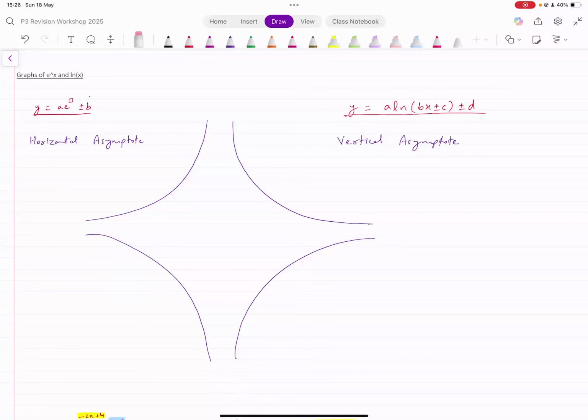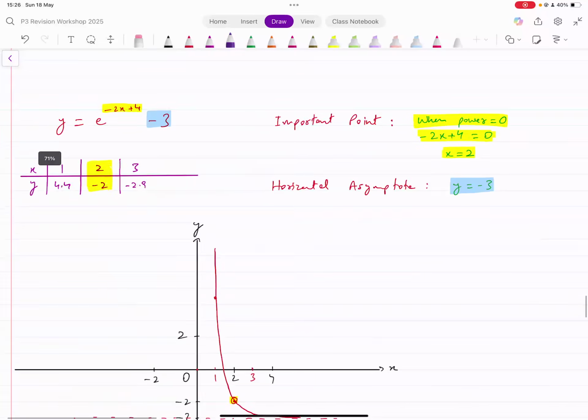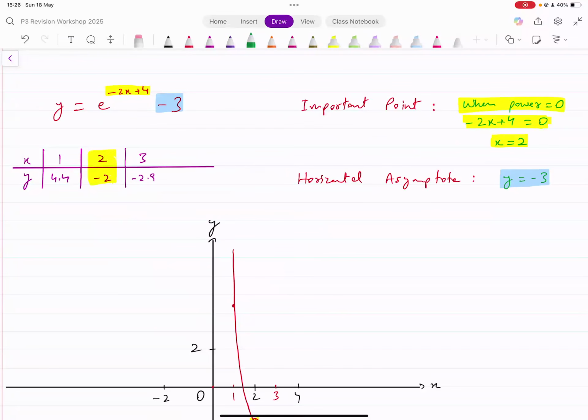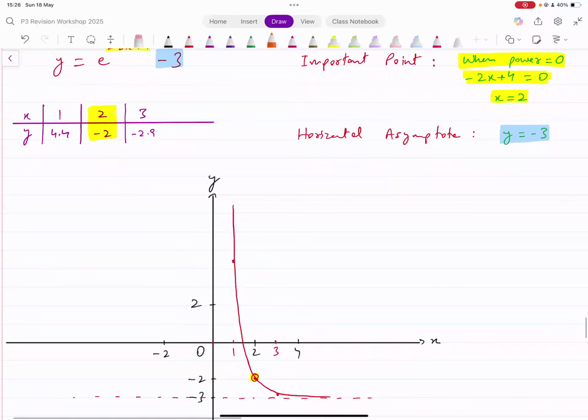Now, how do you draw these graphs? For exponential function, there are 2 things that you have to keep in mind. Where the asymptote is going to be, and one important point that you always have to plot. Now, what's that? The important point that you always have to plot is when the power of the function is equal to 0. So you'll put the power equal to 0, minus 2x plus 4 equal to 0. The value of x that you get from that, that's the important point that you would always show on the exponential graph. Okay? That's this point here.